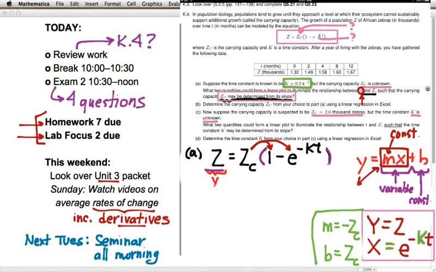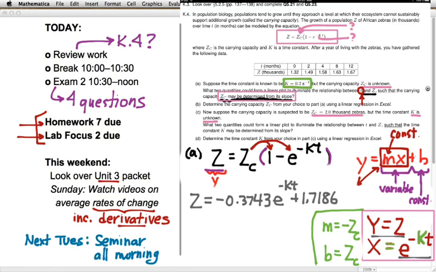Okay, so you figure out what Excel tells you. You take your data, you transform your data. In other words, you make your y-axis data all your z's. You make your x-axis data the values of e to the minus kt for all of your t's. And what pops out of Excel is an equation that looks like z equals minus 0.3743 times e to the minus kt plus 1.7186.